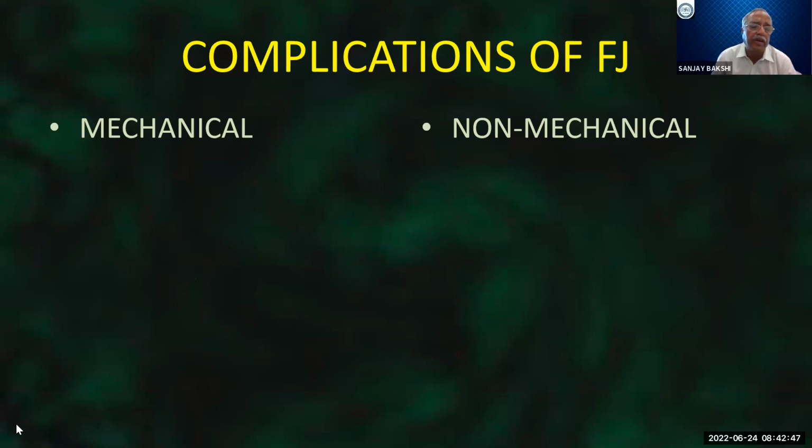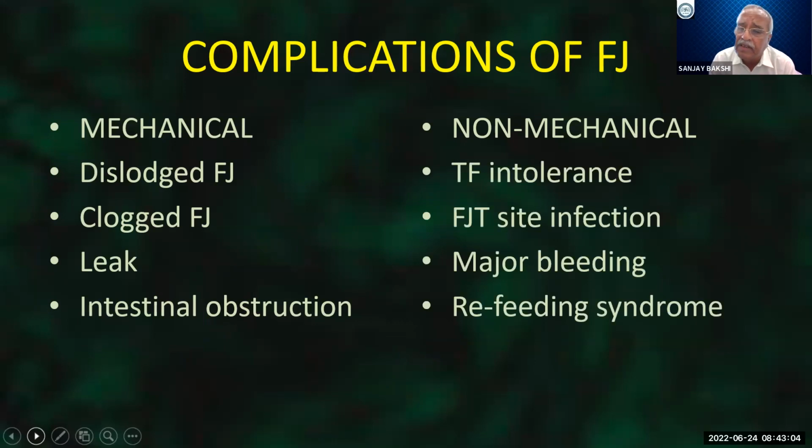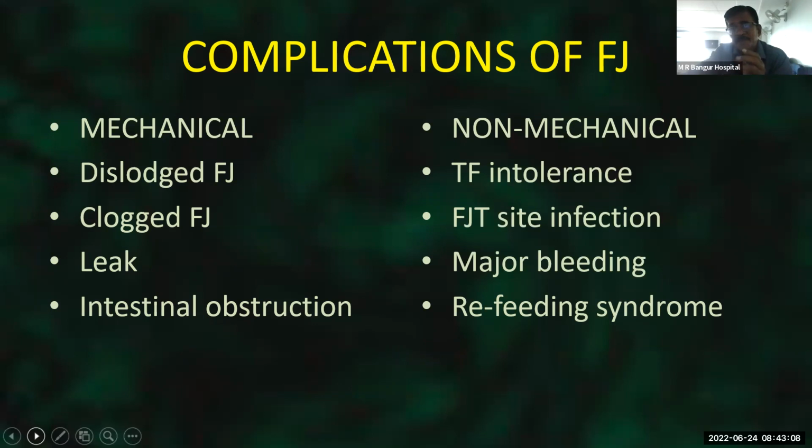So what we've done now is mechanical dislodgement of the feeding jejunostomy. I may have a clogged feeding jejunostomy, a leak, and intestinal obstruction, either by volvulus or because you've made the tunnel too large, because your tube was too large. And Professor Shah has already been through this. One question, Malavika: you have a suspicion that the tube might have been dislodged. What is the next step?